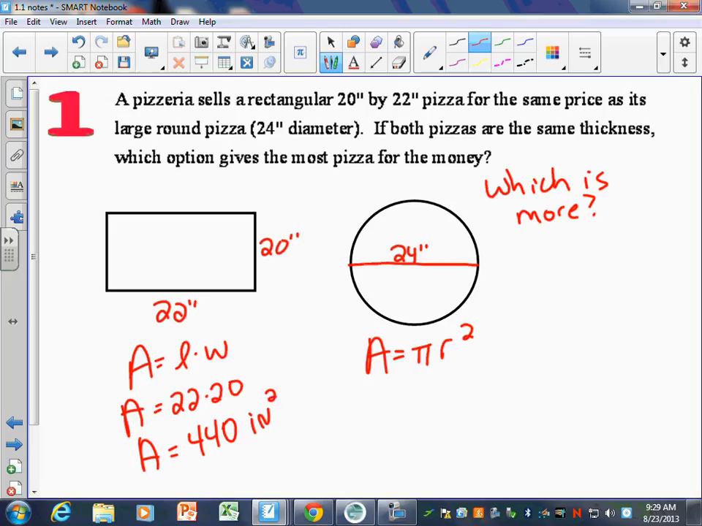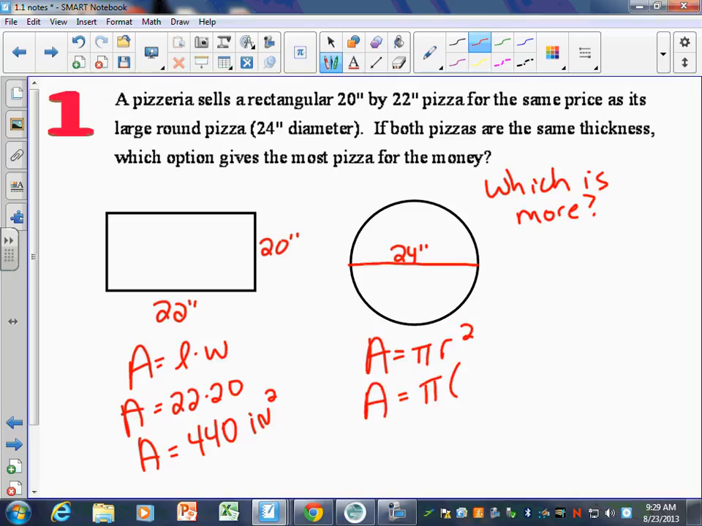So a 20 by 22 inch pizza gives you 440 square inches of pizza. And now we need this in a decimal, right? This is the one time that decimals are my friends, because if you give me an answer in terms of pi, I can't really compare those so well. So story problems are the one time that I think decimals are acceptable.